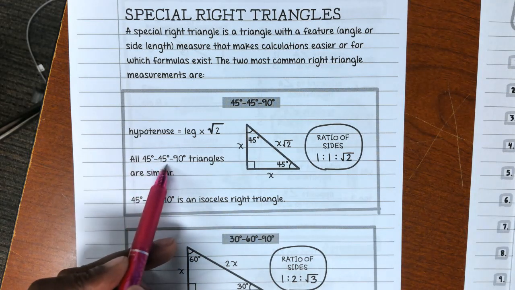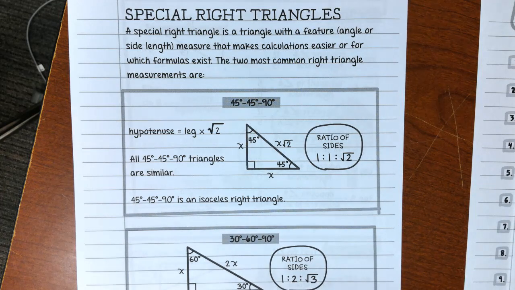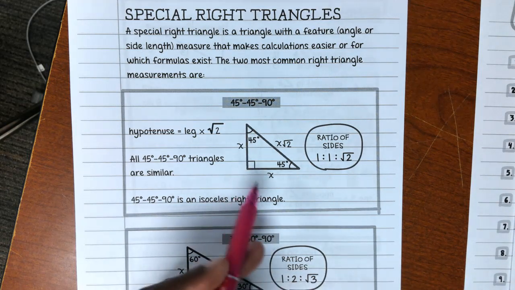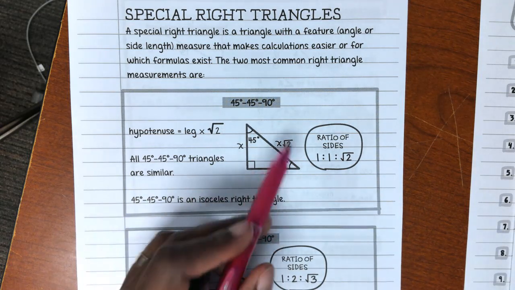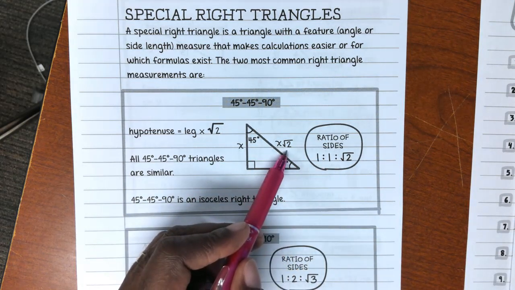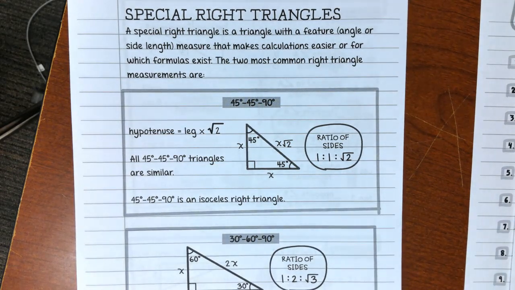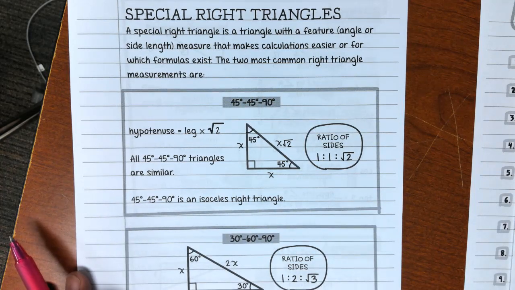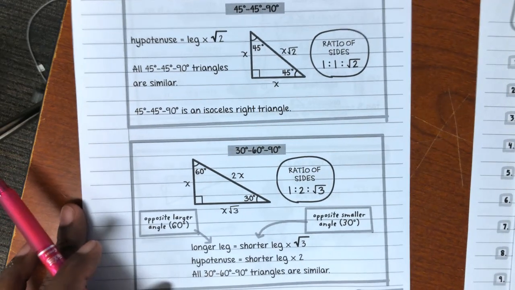And it says all 45, 45, 90 triangles are similar, so you should be able to find the ratio every time. So the ratio of the sides would be 1 to 1, which are your legs, with the square root of 2 being your hypotenuse, okay? We'll go through a couple of those in a little bit for practice, but let's look at the 30, 60, 90 because it's a little bit different, right?